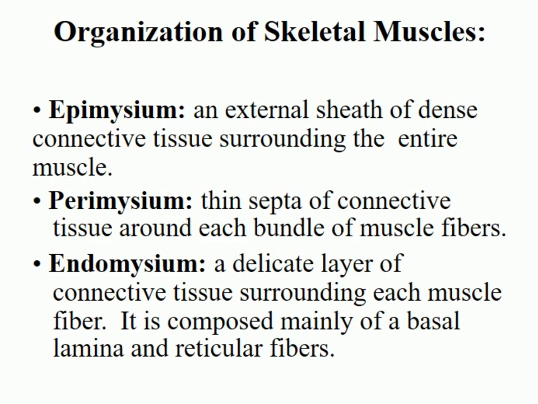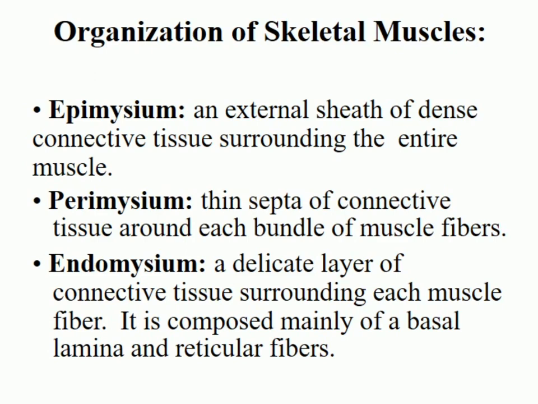So we have the epimysium, an external sheath of dense connective tissue surrounding the entire muscle. Epimysium. Then you have perimysium. Peri is just like between. Epi means above. So epimysium covers outside. Perimysium is just like in between. It covers the thin septa of connective tissue around each bundle of muscle fiber. Each bundle of muscle fiber.